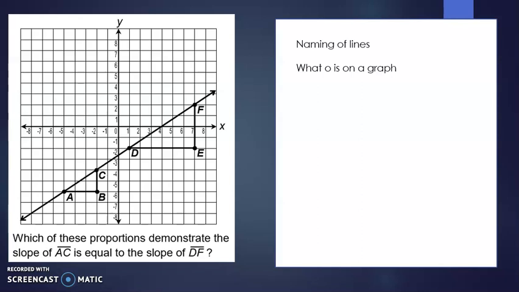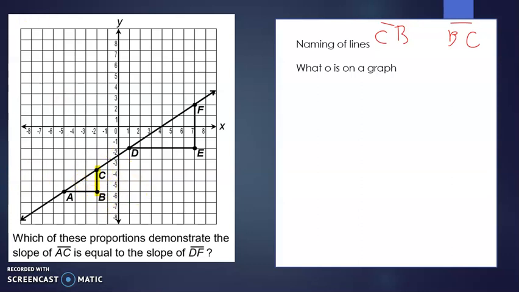First of all, naming of lines. When I look at this line right here, I can name that CB. I can also name it line BC. So make sure that you know that the line BC and the line CB are the same thing.